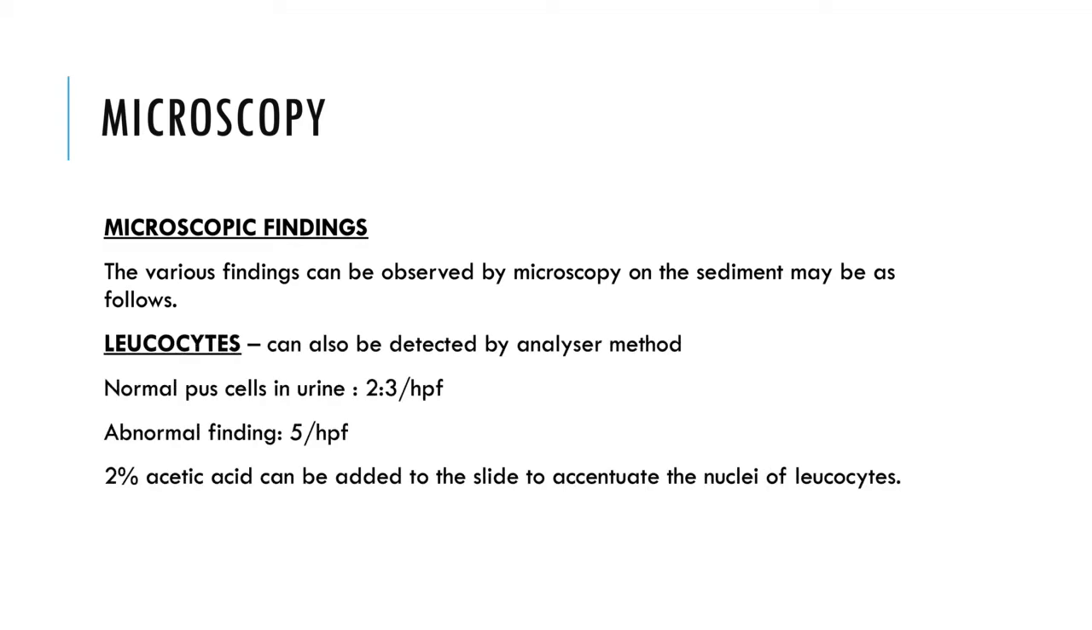You can get the leukocytes. The leukocytes can also be detected by the analyzer method. Normal pus cells can be present in the urine, about 2 to 3, which is a very small amount. If it is more than 5, then it can be an abnormal finding.